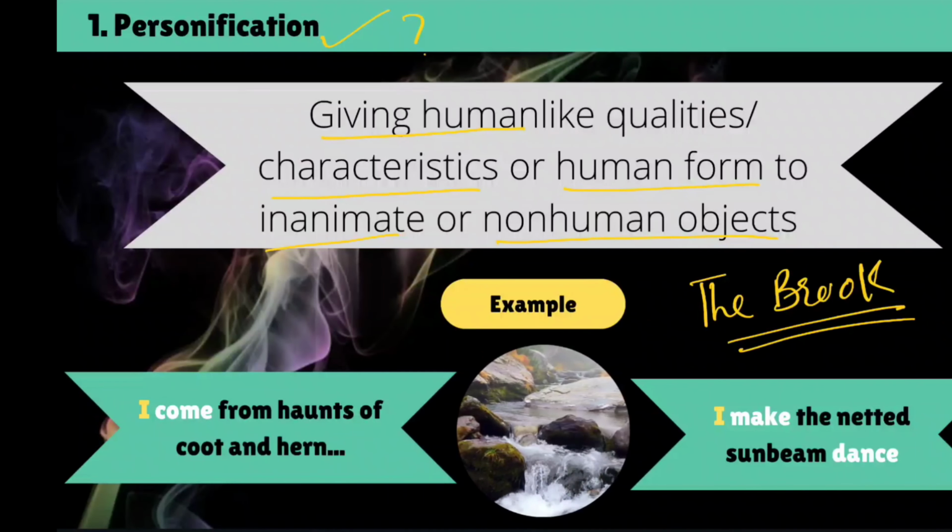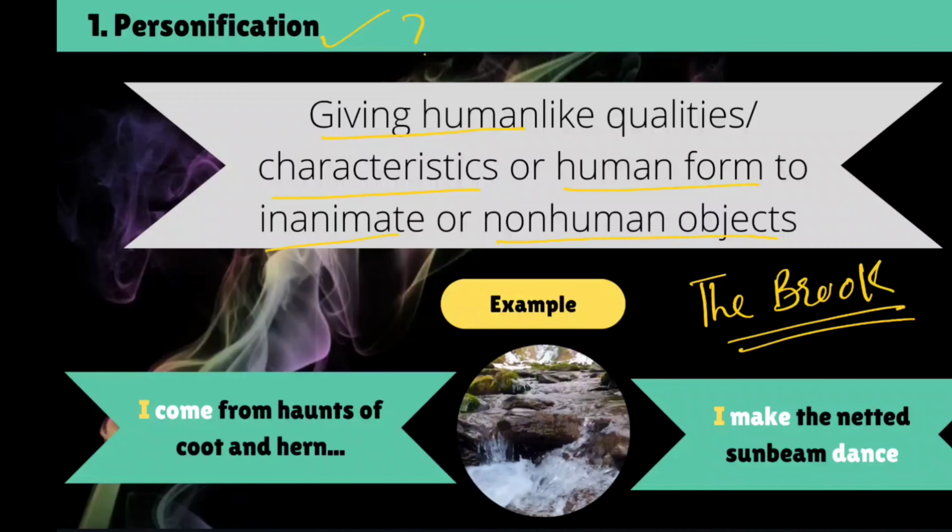Because when we go through the poem, we see that the brook is narrating us her story like an expert storyteller. It doesn't seem that it's actually non-living or non-human. It seems as if the brook is a living thing telling us a story, right? So when writers make non-human things or non-living things speak, we call that personification.